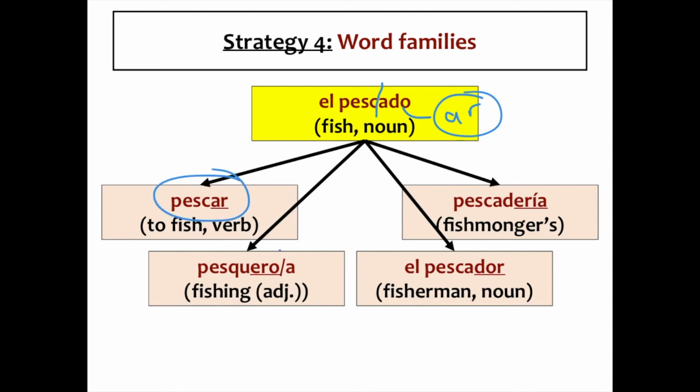And if I get pesquero, it's the fishing, the adjective. The person who does the pescar is the pescador. And the place where you sell fish, because we know our shops usually end in -ería, pescadería. So word families are really, really useful and a good way of building up your vocabulary. It's about thinking of what the actual root is and what it ends in, again, like morphology, tell you about that word.